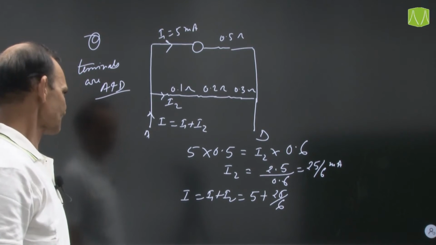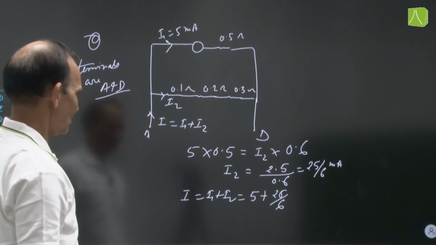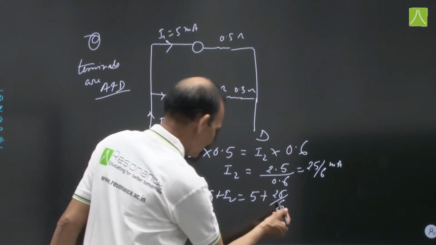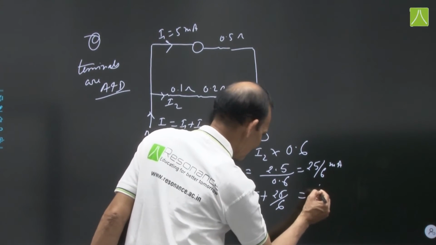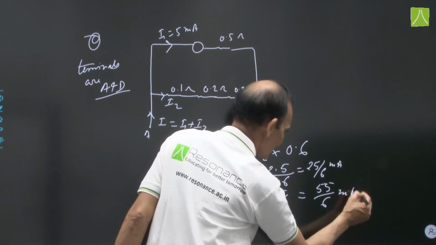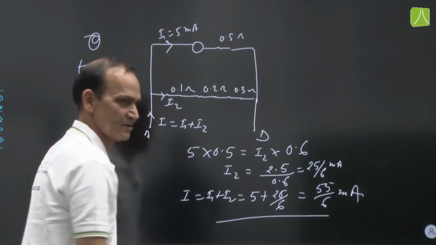Is it clear? So it will be equal to 30 plus 25 over 6, that is 55 by 6 milliampere. That is the last answer of this question.